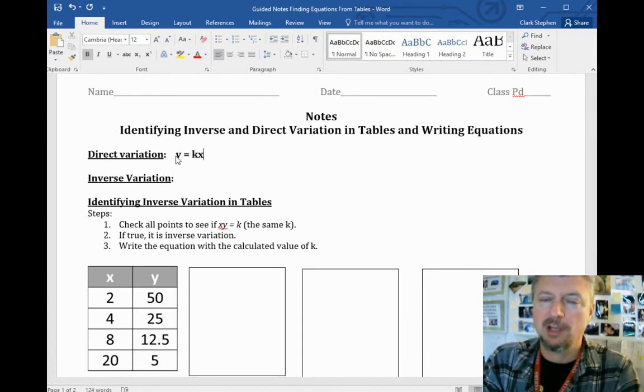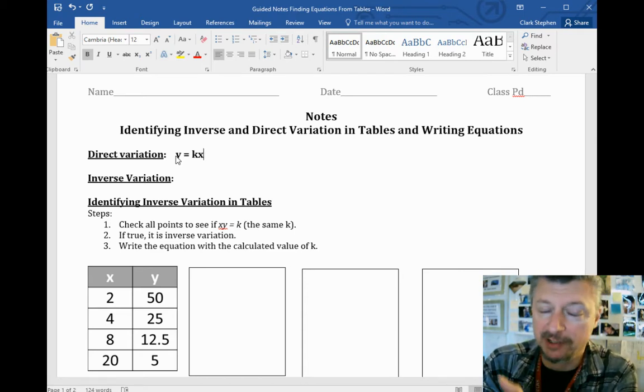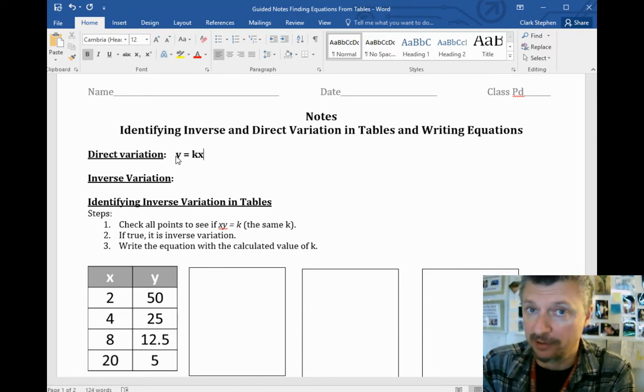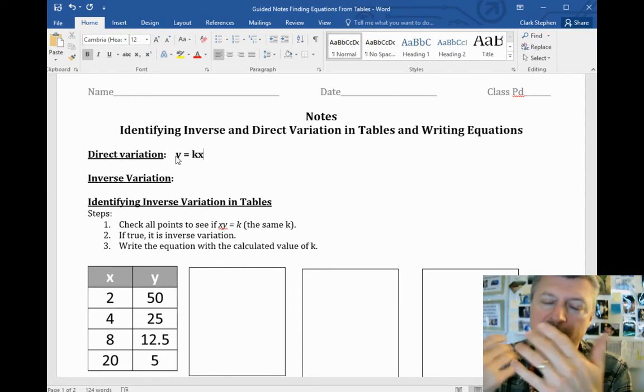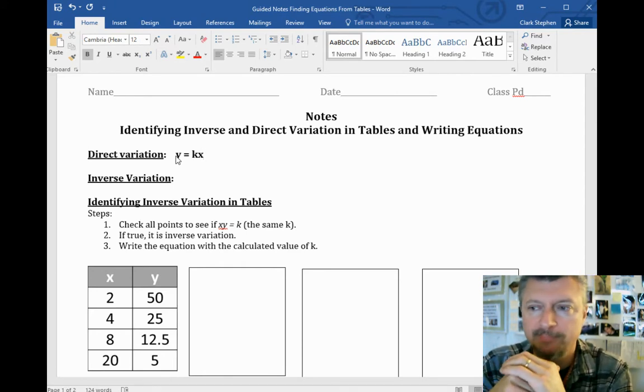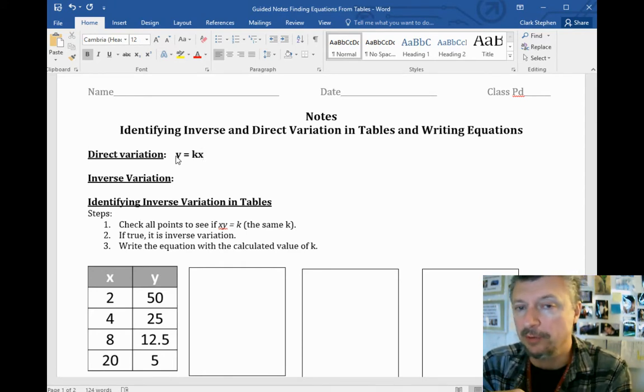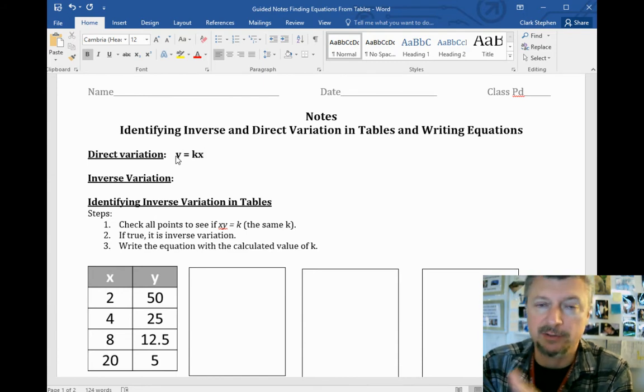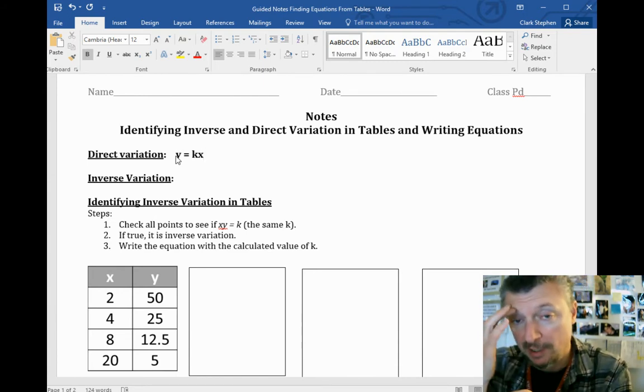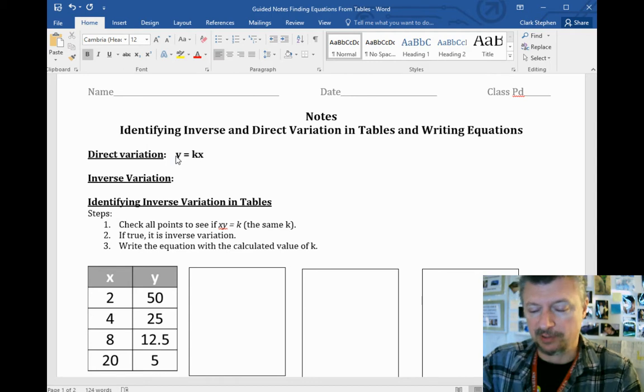Kx. Now K, believe it or not, stands for constant, which starts with the C, but K is usually what people use for a constant. That means it's a number. So it's going to be y equals 10x or y equals 20x. So that's how that equation works.